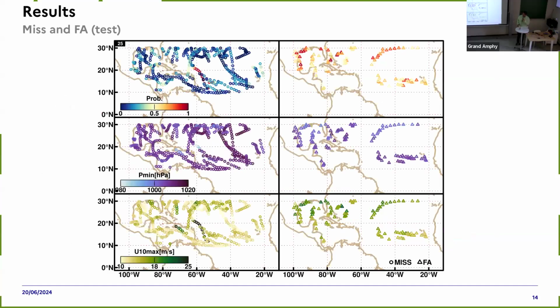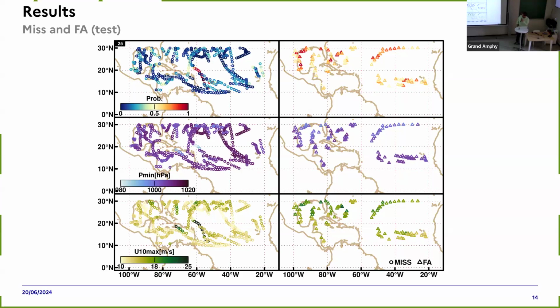So yeah, to explain, I'm not sure you can see anything on that, but here are the tracks, the missed ones on the left and the false alarms on the right. And there, the color represents on the top the probability determined by the random forest. The second line is the minimum pressure in ERA5 and the maximum wind in ERA5 on the bottom.